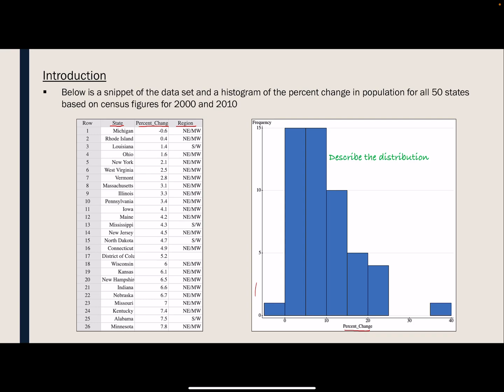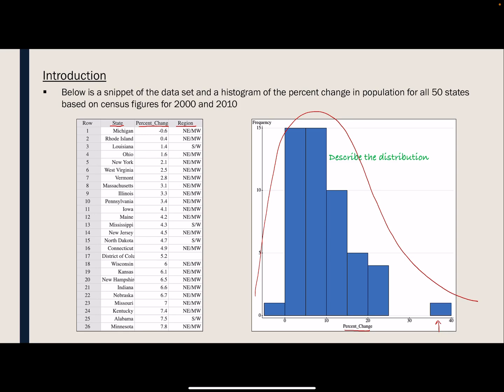And if I look at the shape here, it looks like a unimodal distribution skewed to the right, and it looks like we might have an outlier over here. I'm not quite sure. Because it's skewed and because of this possible outlier, the median would be the best measure for the center, and the IQR the best measure for the spread.